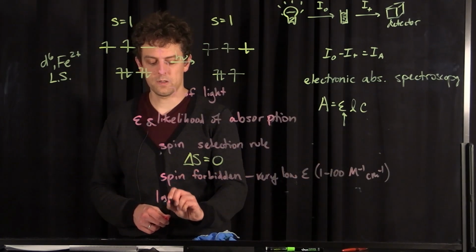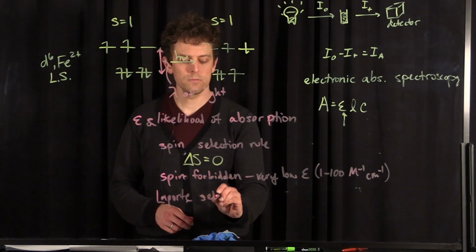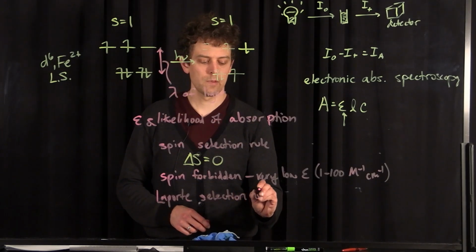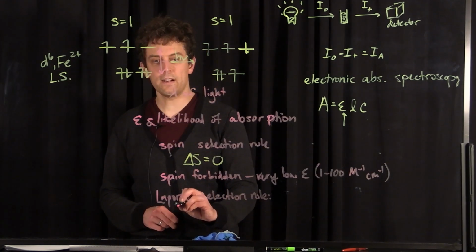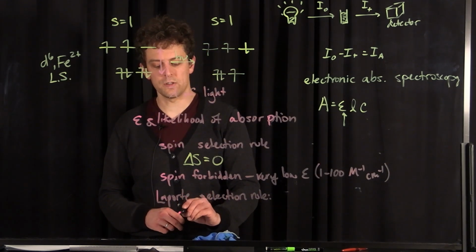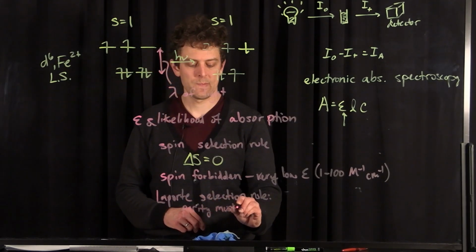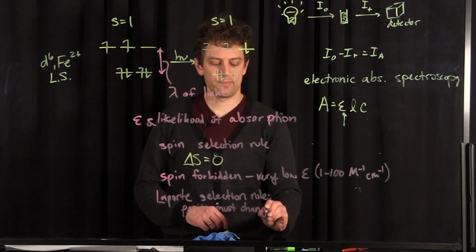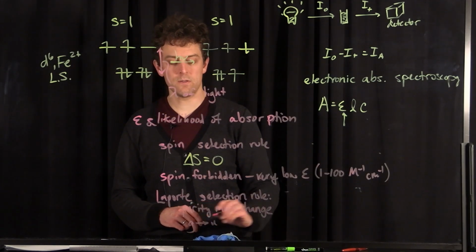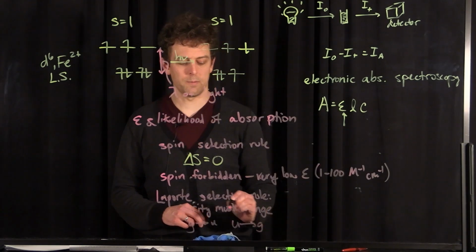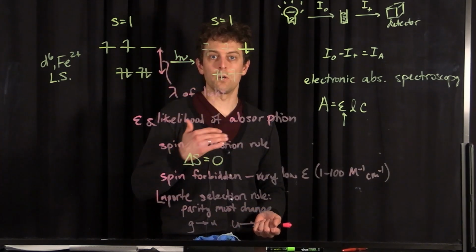That's going to be our Laporte selection rule. Our Laporte selection rule tells us that the parity of our orbitals in a transition must change. In other words, we have to go from a gerade to an ungerade, G to a U orbital, or a U to a G orbital. Those transitions are allowed. Laporte forbidden transitions are G to G or U to U.